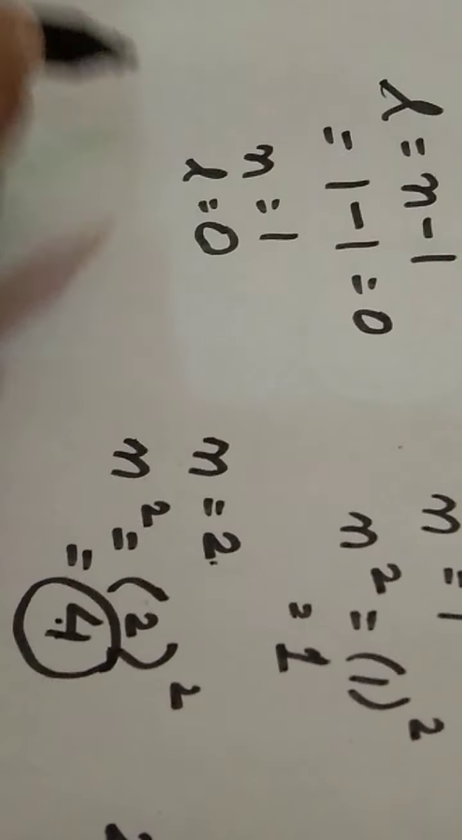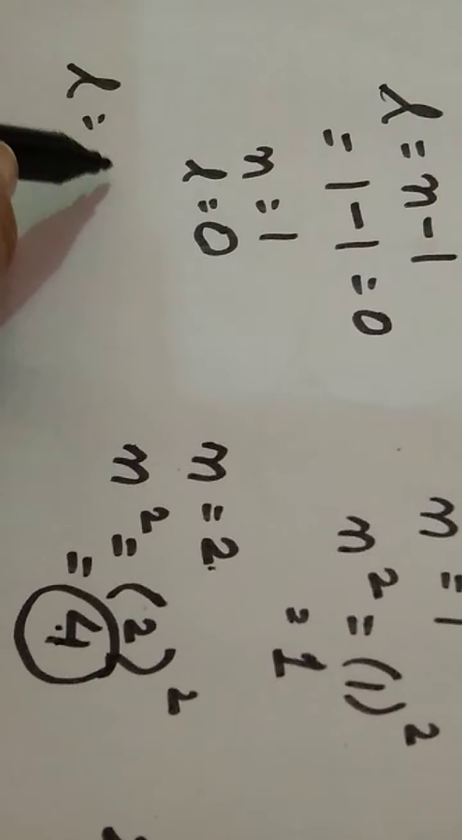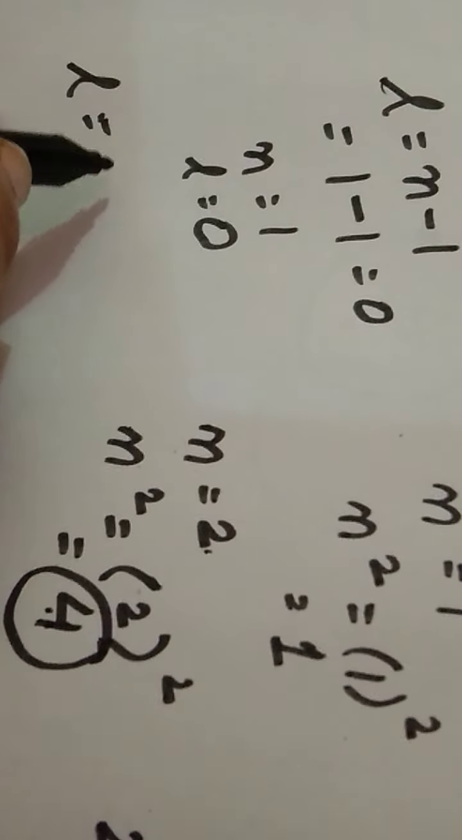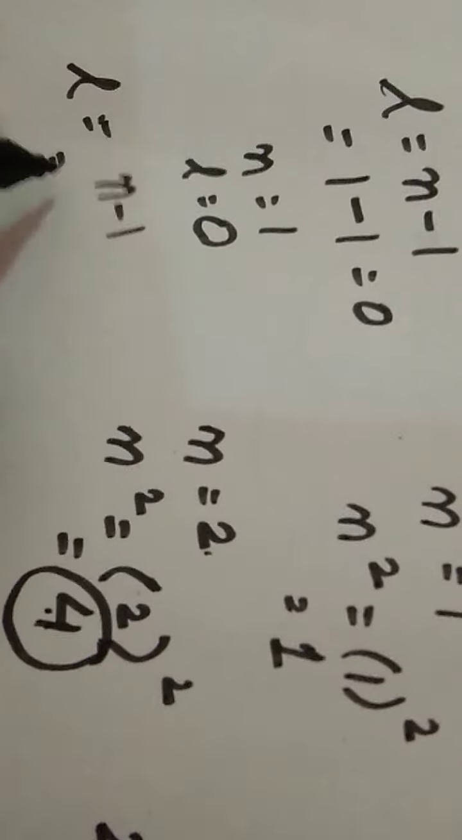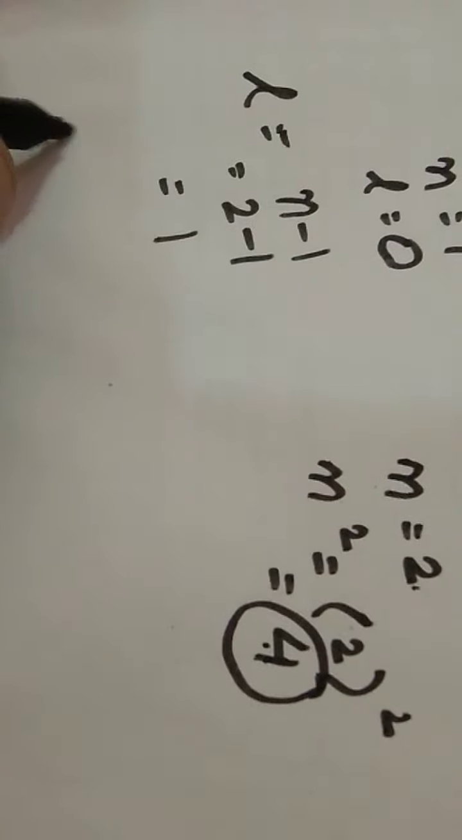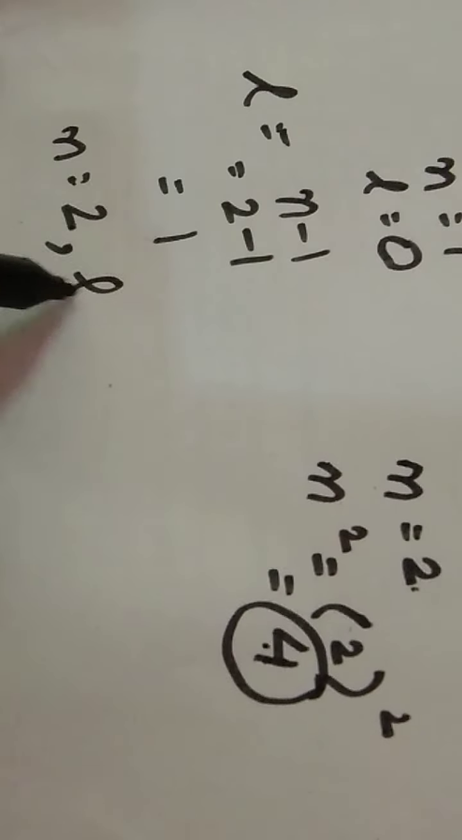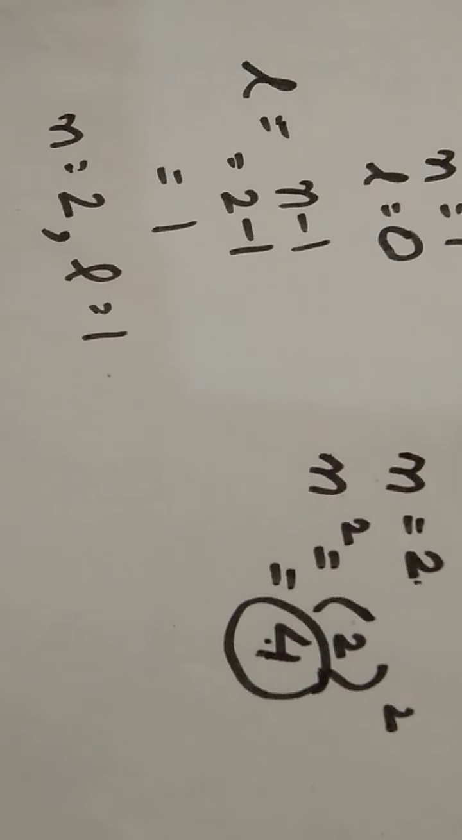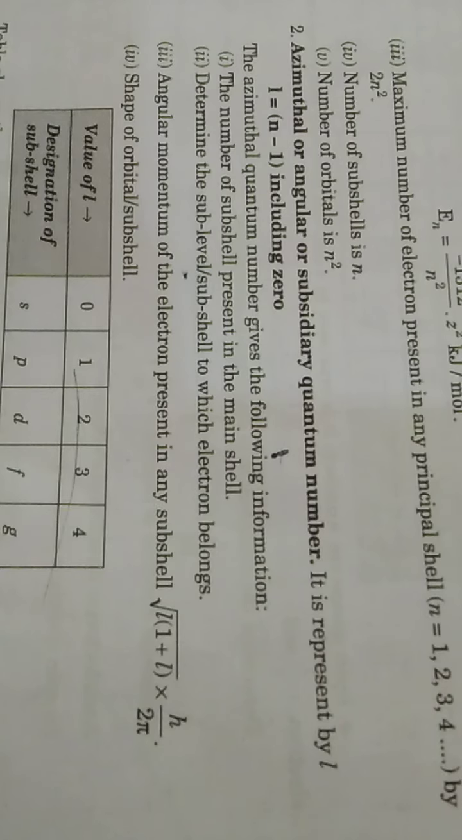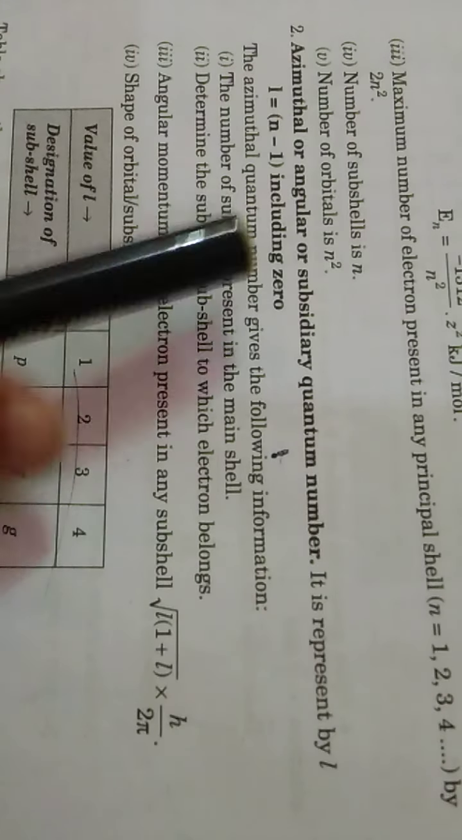In the same way children, if the shell is 2, if principal quantum number is 2, then it will be n minus 1, that is 2 minus 1. So it will be equal to 1. So for n is equals to 2, l is equals to 1. Okay children, so this is how we find out the value of l. So this will have including the 0.